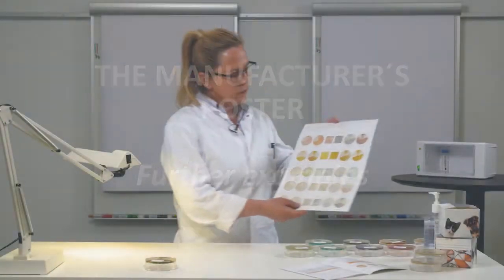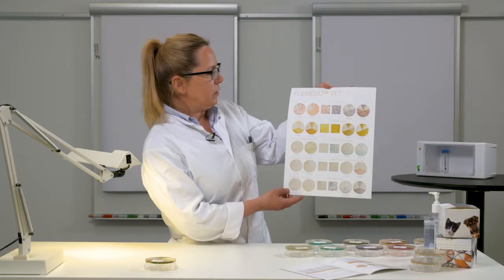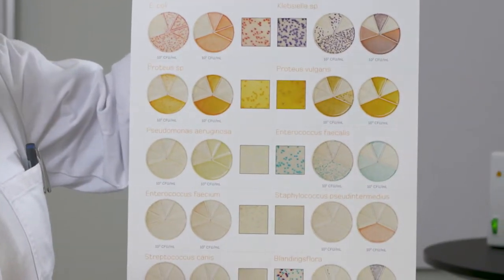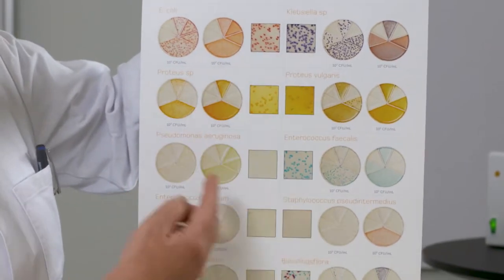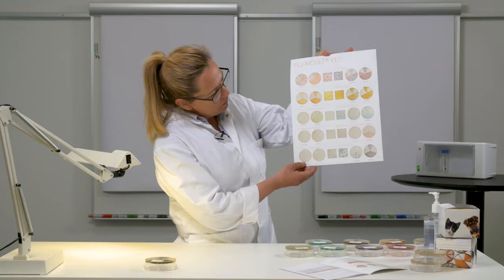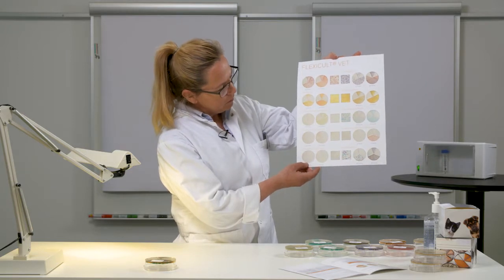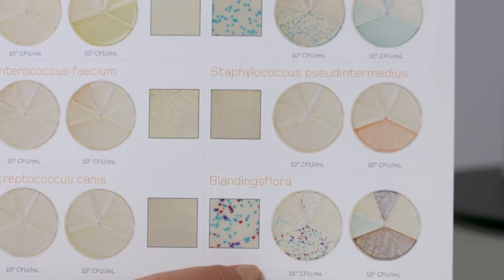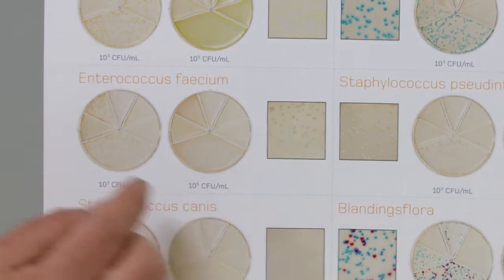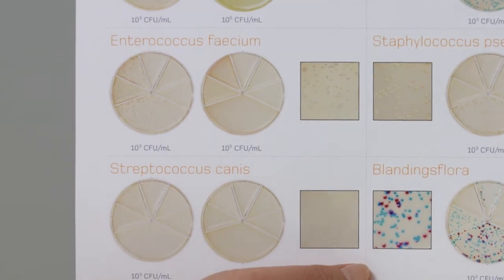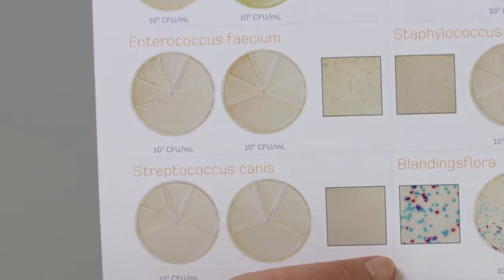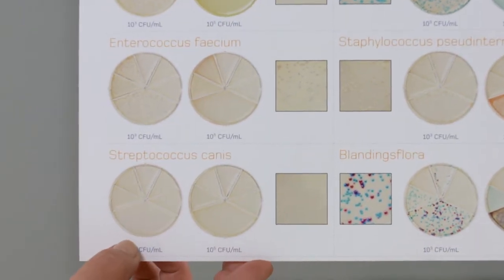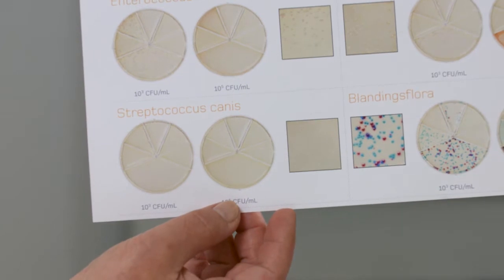The manufacturer's poster of various bacteria that can be identified on Flexicult Vet clearly shows the various colours we've just examined. Here you can also see some of the other bacteria species we didn't mention in our examples. For instance, Staphylococcus pseudointermedius, which form white rose-coloured colonies. And here you see Faecium, which is somewhat lighter than Faecalis. At the bottom of the poster you see Streptococcus canis, which is a hemolytic streptococcus forming white colonies.